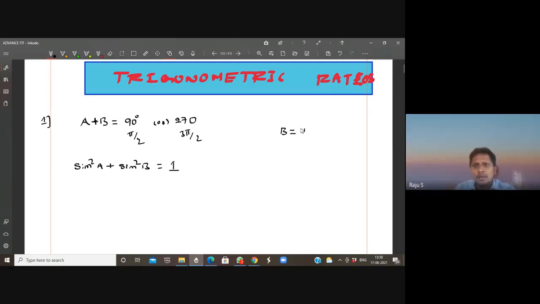Exactly. So B can be written as 90 minus A. Then when I replace, what is sine square A? Otherwise you can write as A, here it is B. Sine square A plus cos square A, clearly it is equal to 1. Even here also, B value is pi by 2 minus A, when I replace in sine square A plus sine square B.